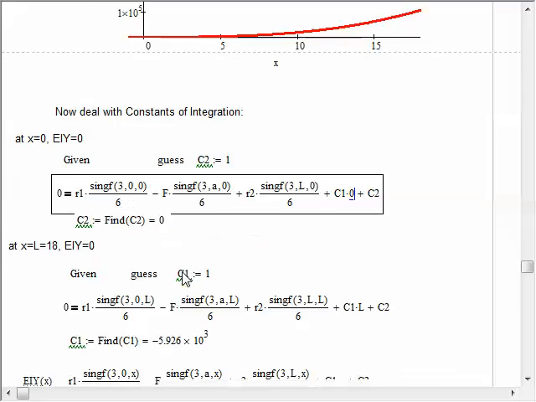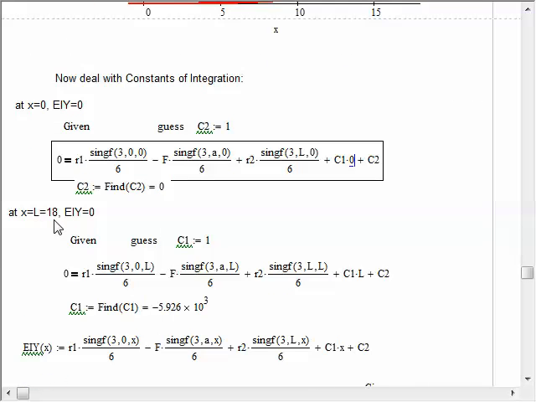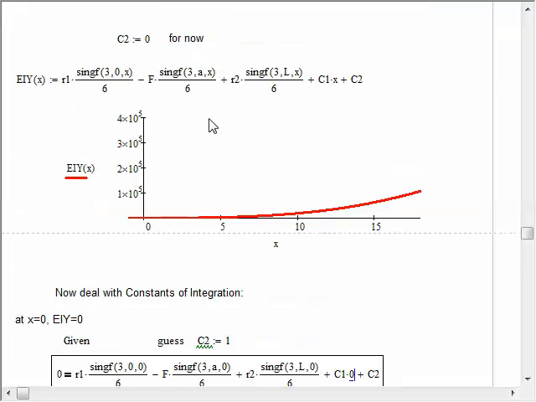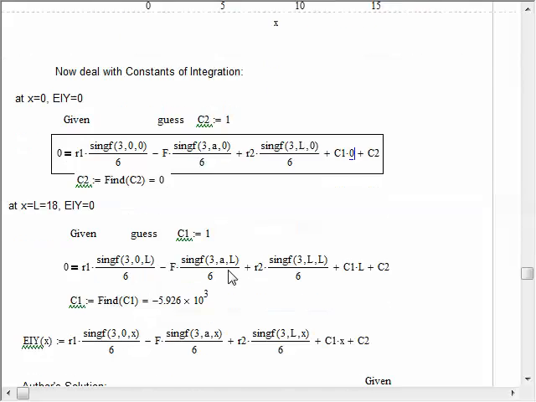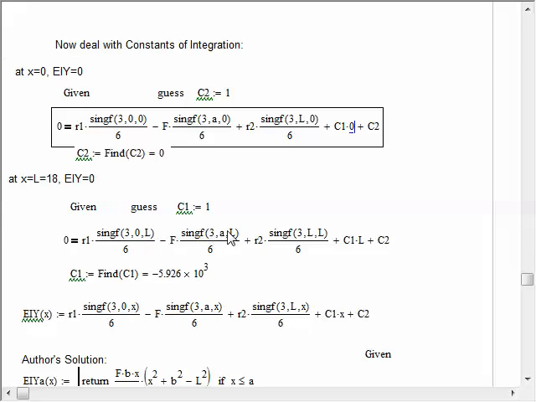That's the easy one. Then at x equal L, which is 18 in this problem, my deflection is also 0. So I take my deflection equation and I put a 0 here, and I change all my x's into capital L's. So I put a 0 here, all my x's become capital L's, including this one, and I have my C2 constant. It is 0, so I'm just going to leave it there. And I ask Mathcad to then search for the value of C1, which causes this equation to become true. And it finds a minus 5.926 times 10 cubed. That is apparently the value of C1.